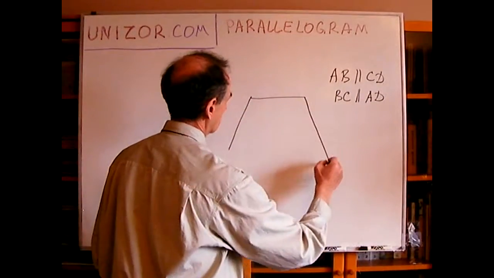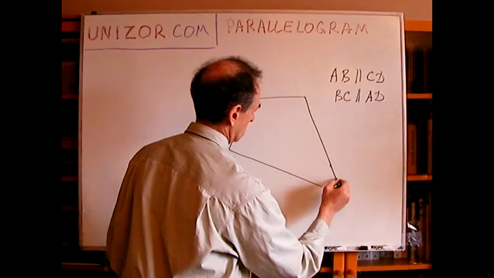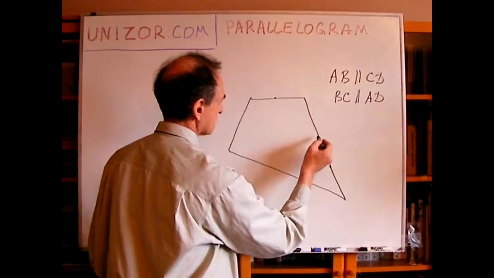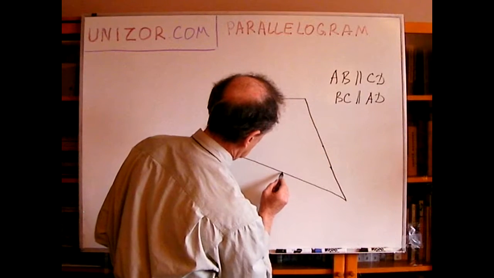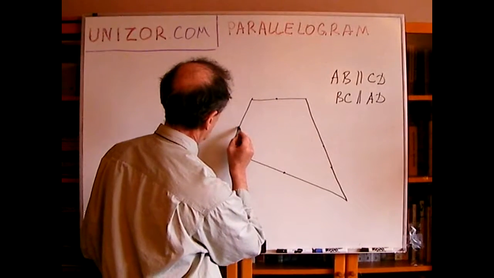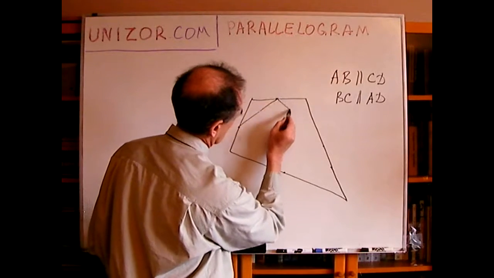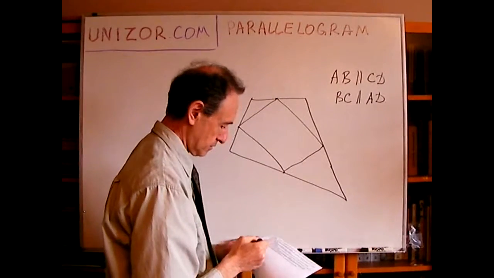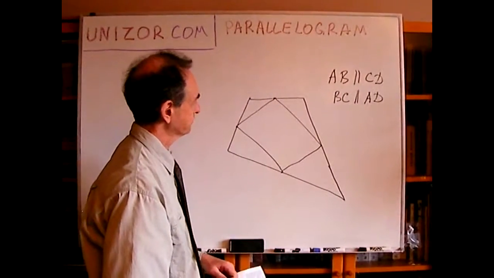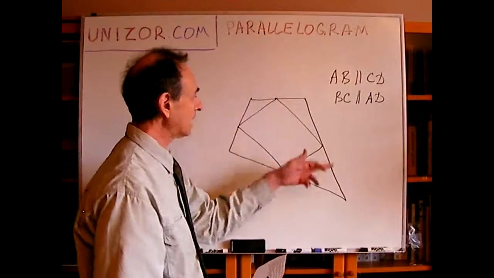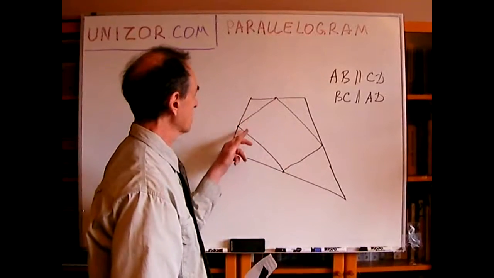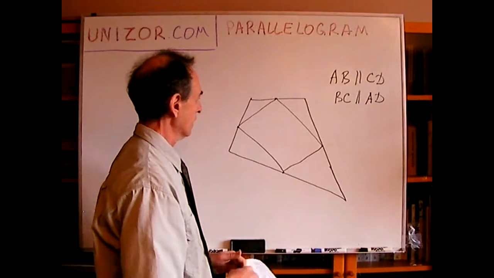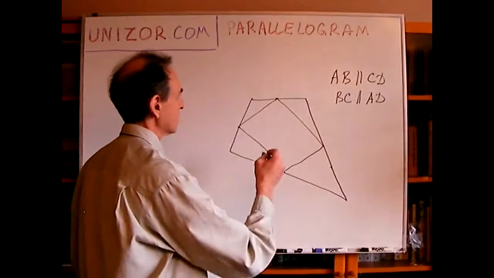You have any quadrangle, and you connect midpoints. Guess you will get a parallelogram. Isn't that interesting? I mean, you take any quadrangle, you connect the midpoints, and you get the parallelogram inside. Well, why? I mean, it's really obvious. The proof is absolutely trivial.